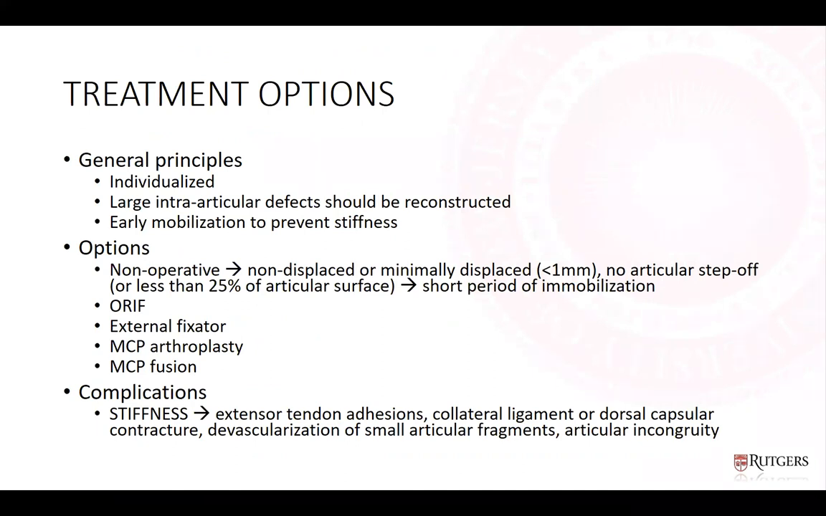So the general principles of treating metacarpal head fractures are similar to any intra-articular fracture. Each fracture should be uniquely assessed. Large intra-articular pieces should be reconstructed if possible, and the aim is for early mobilization to prevent stiffness. As with any injury, there are non-operative and operative treatment strategies. Non-operative treatment should be limited to non-displaced or minimally displaced fractures with little to no articular step-off. These should be treated with a short period of immobilization. Operative options include ORIF, external fixator, MP arthroplasty, and MP fusion. The most common complication is stiffness, as you might expect given the intra-articular nature, which can be due to a variety of reasons.